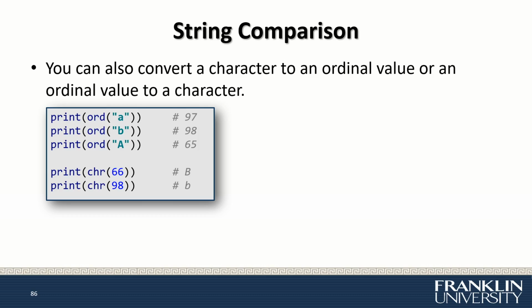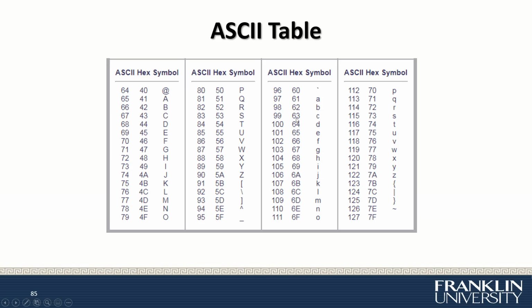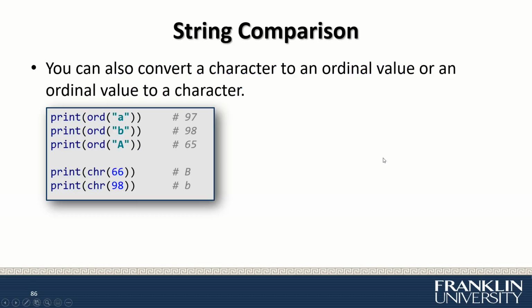You can convert a character into an ordinal value, or an ordinal value into a character, using the ord and chr functions. ord of lowercase a is 97. ord of lowercase b is 98. Again, if you look at the table, lowercase a is 97, lowercase b is 98. These are the ASCII values. And chr of 66 is uppercase B, and chr of 98 is lowercase b.